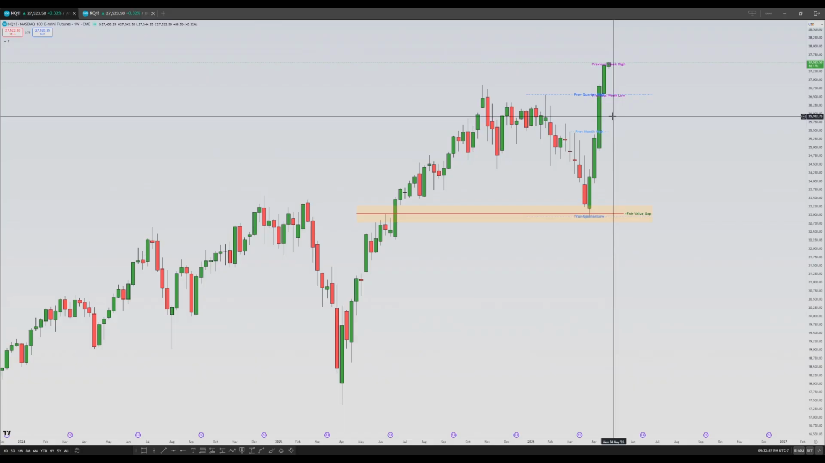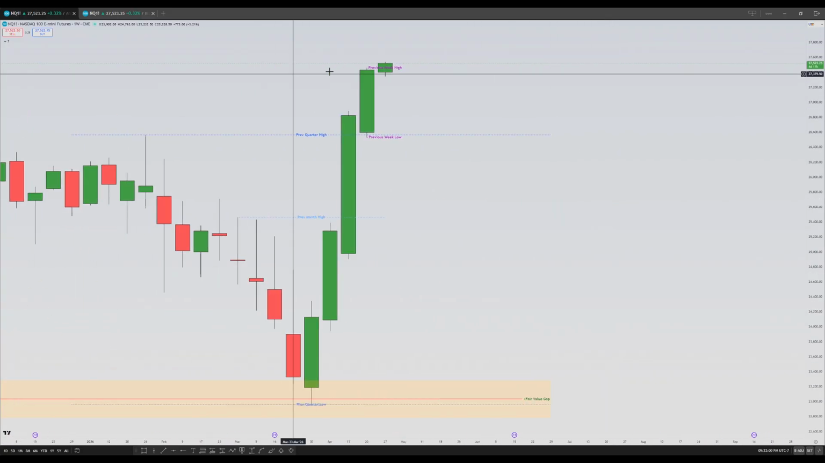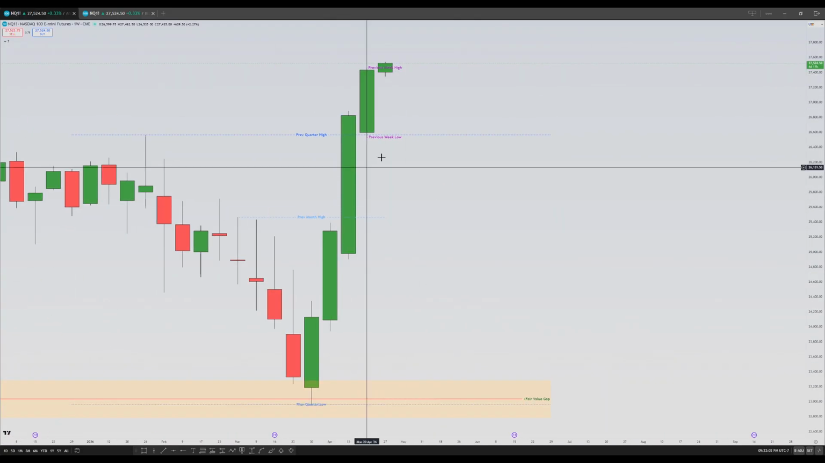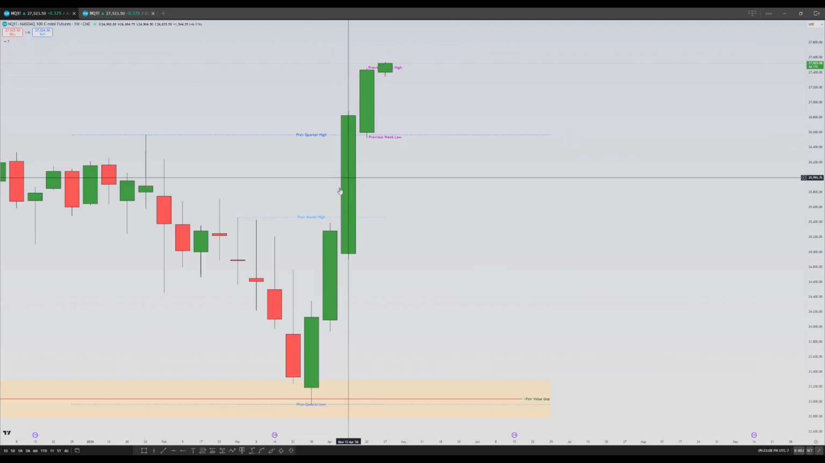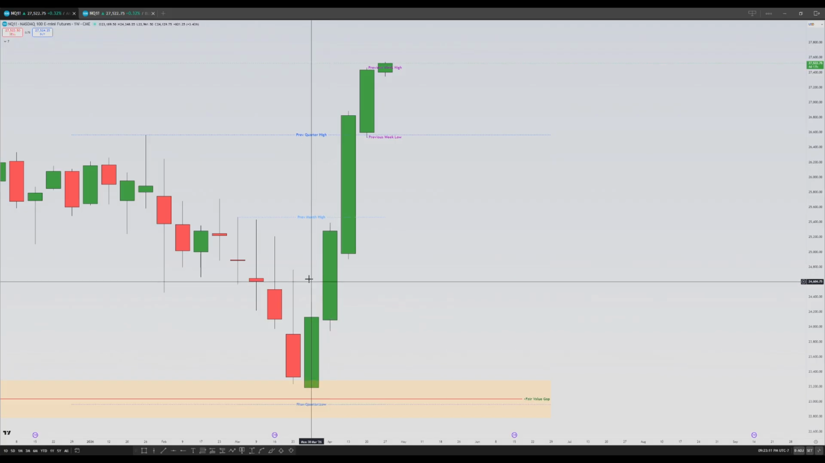We have this week's candle already begun again, and it's already above previous week's high. We have this gap that has formed with the closing of last week's candle. We now have this gap, and we have this gap, which will be considered our breakaway gap.